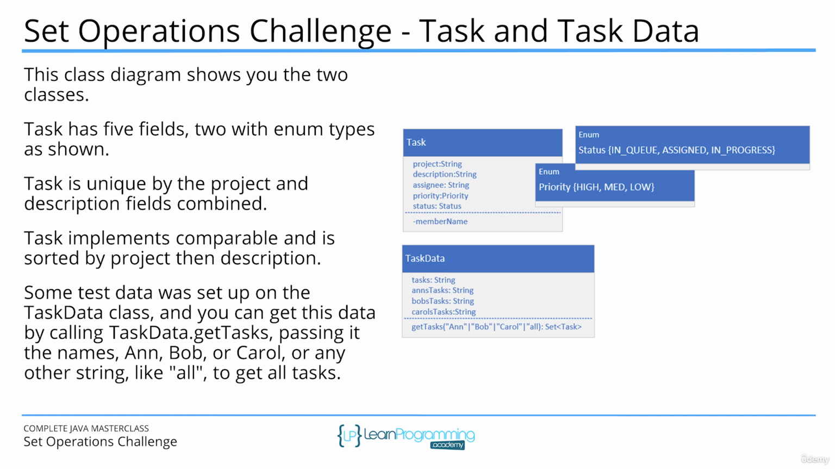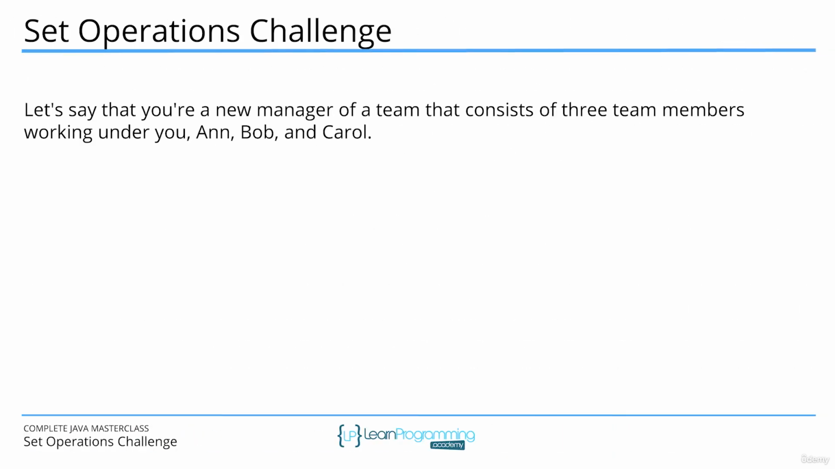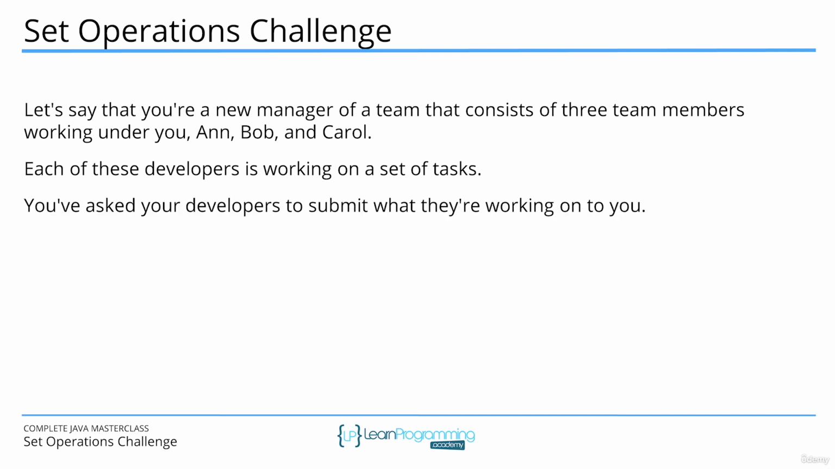Let's say that you're a new manager of a team that consists of 3 team members working under you, Anne, Bob, and Carol. Each of these developers is working on a set of tasks. The management of the tasks has been a manual process, and you don't really have a good way of knowing who's working on what, how things are prioritised, or how evenly the work is distributed. You've asked your developers to submit what they're working on to you.